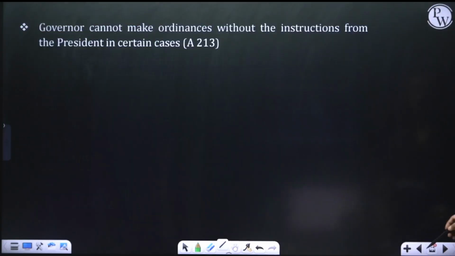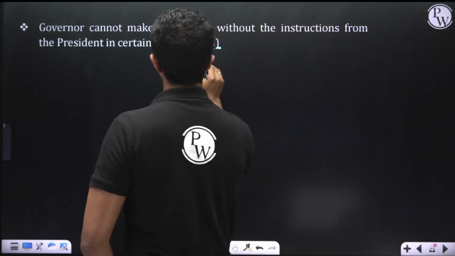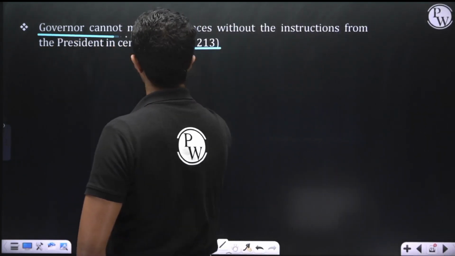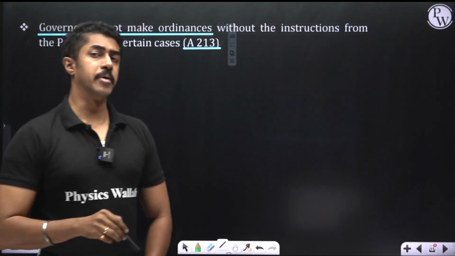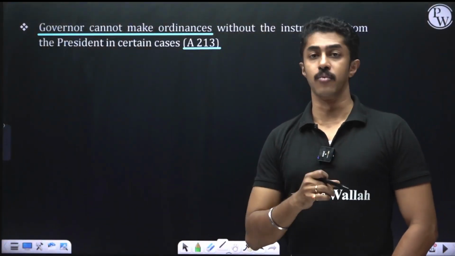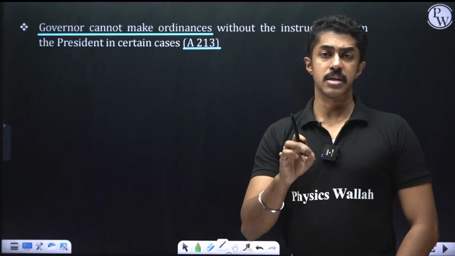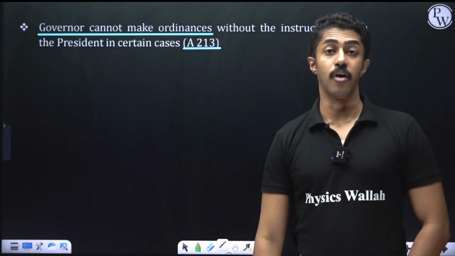Taking the discussion further forward, the Governor cannot make ordinances without the instructions from the President in certain cases. So the law-making power of the state government is not entirely that they can do whatever they want. It again depends. In certain matters, they will have to keep the President informed.